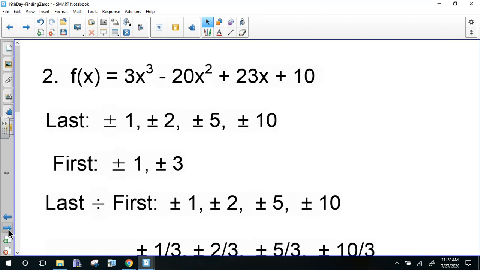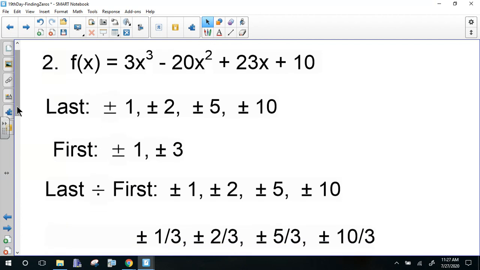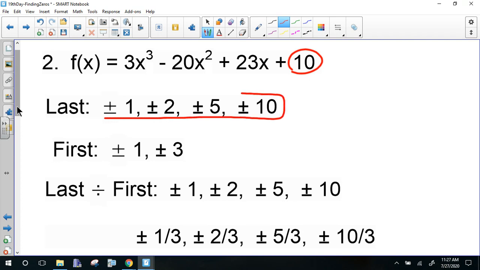So let's look at the next example. I need all my factors of 10. That's 1 times 10 and 2 times 5, all plus and minuses of them. I need my factors of 3, all of the factors, plus and minuses.